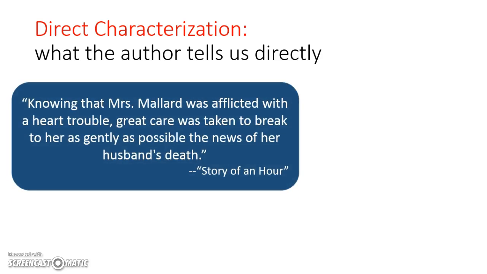Our first example is from Story of an Hour. "Knowing that Mrs. Mallard was afflicted with a heart trouble, great care was taken to break to her as gently as possible the news of her husband's death." Here we learn immediately that Mrs. Mallard has some kind of heart trouble. This is obviously an important key piece of her character that the reader needs to know, and the author tells us this right off the bat in the beginning of the story.